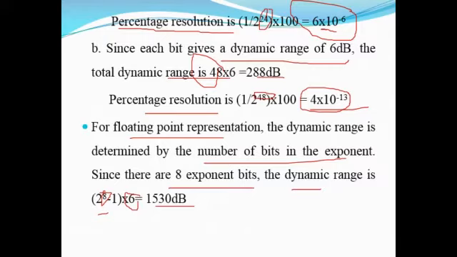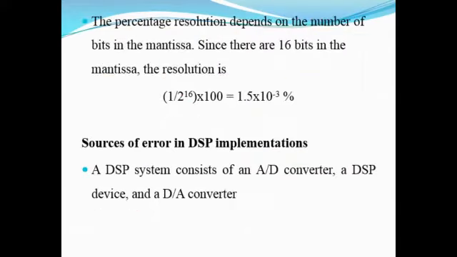for any given number in any format. Then we have a percentage resolution for the particular number. So that is 1 by 2 power 16 into 100, giving us 1.5 into 10 power minus 3, expressed in percentage. So this is for the fractional part. For the fractional part, the resolution is calculated by 1 by 2 power n into 100. So 1 by 2 power 16, since 16 bits are used in the mantissa in the given problem. That gives us 1.5 into 10 power minus 3 percent. So this is what we consider for resolution and dynamic range.